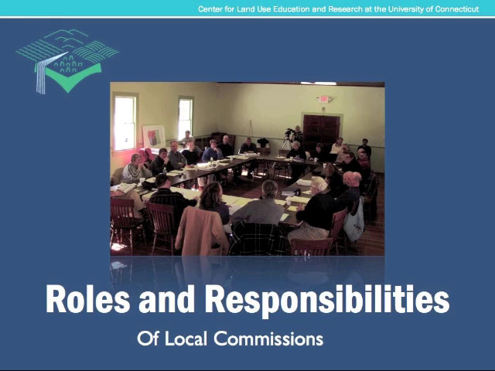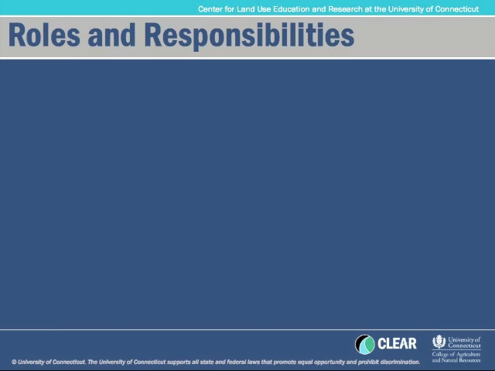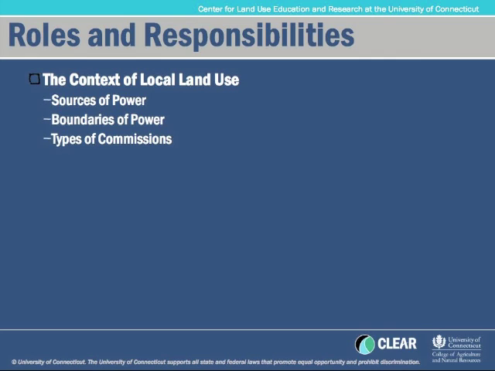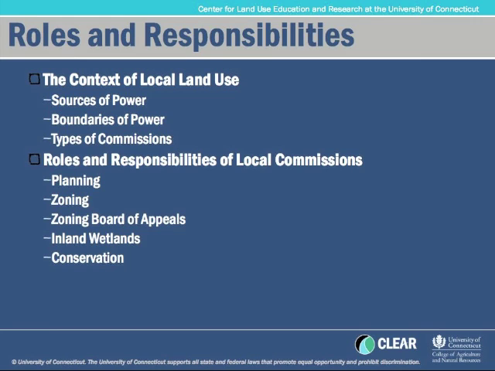So let's just jump into this, and what I'd like to do in this first session is give a bit of an overview of the why and wherefores of roles and responsibilities. Now, during our training, this session is broken into several parts. The first part is looking at the context of local land use, and this is essentially where the sources of local land use decision making come from. How do you get to do this? What some of the boundaries on that power might be, and then it looks very briefly at some of the types of commissions. The majority of this workshop is focused on looking at the roles and responsibilities of the individual local commissions.